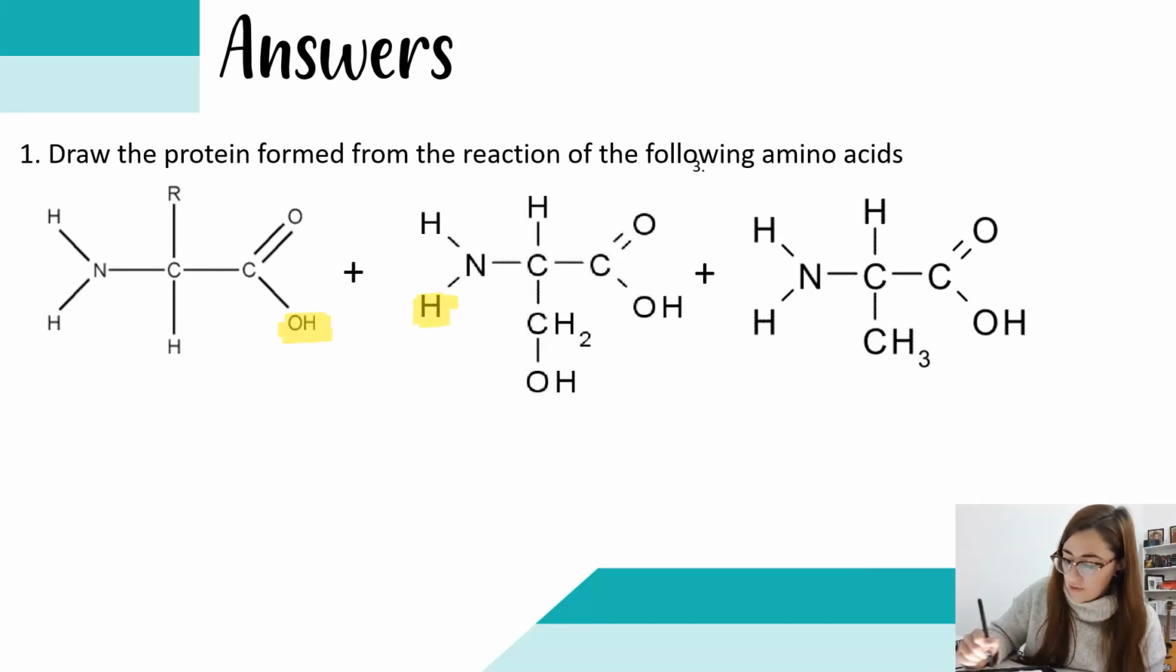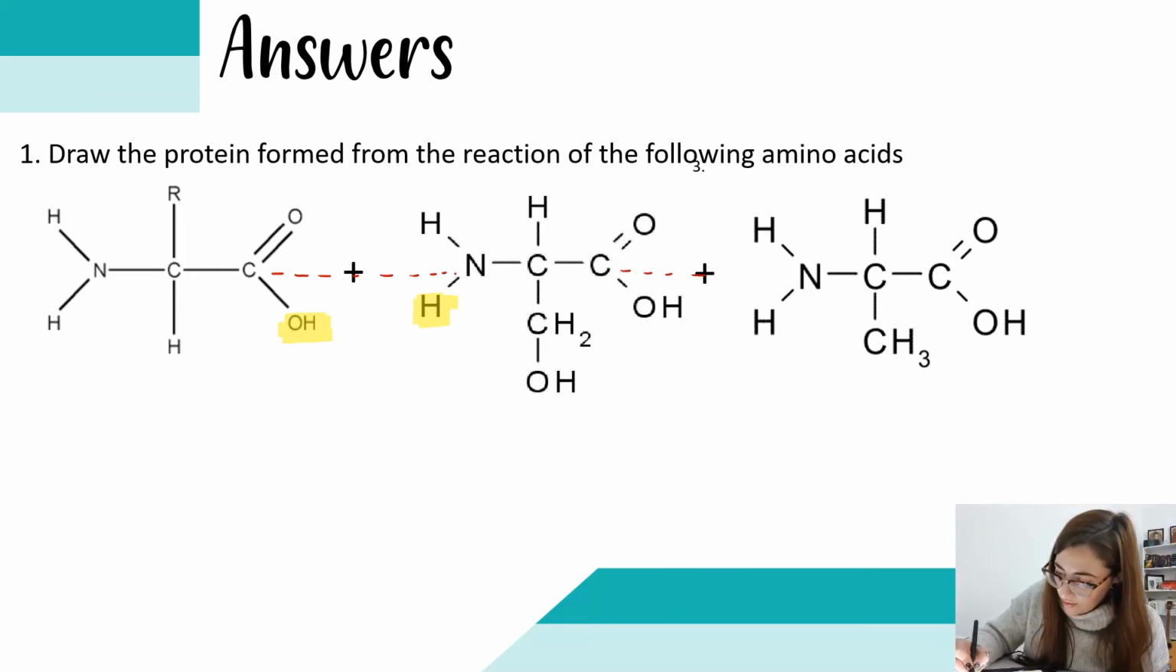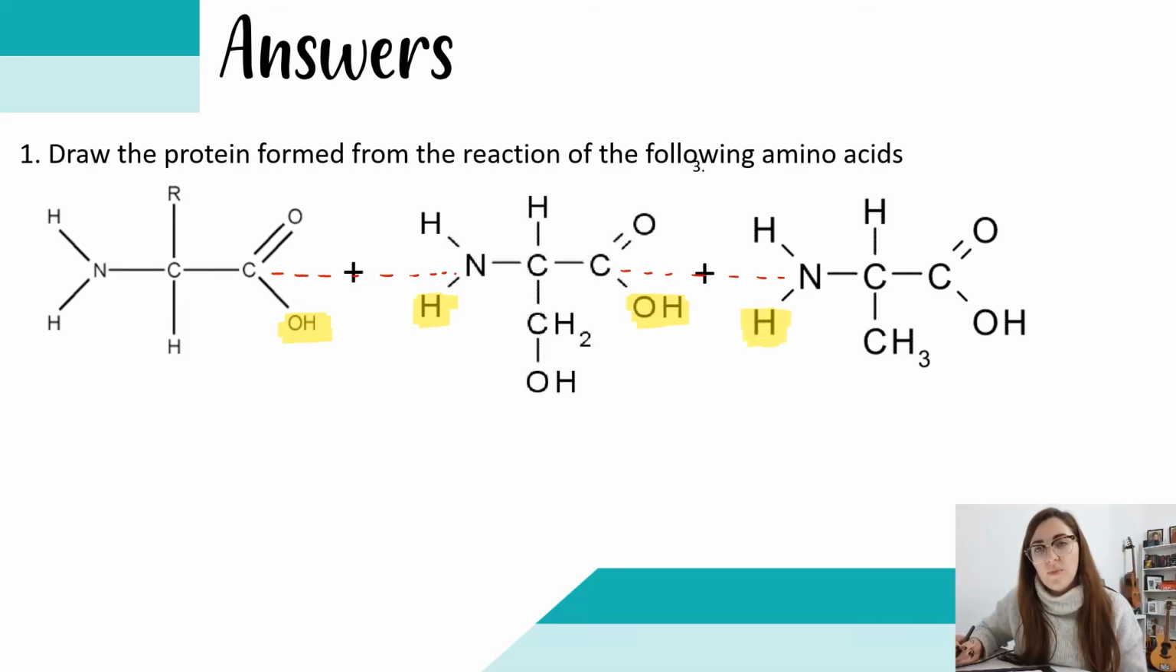a link between this carbon and this nitrogen. Likewise, I'll be making a new link between this carbon and this nitrogen, and in doing so, I will lose this OH and this H. So the hydroxyl group, the OH, is always lost from the carboxylic acid, and the H is always lost from the amino group. Now I can draw my protein out without the highlighted OH and H's because they'll be lost as water molecules, but with new bonds where the dotted bonds are on my diagram above.